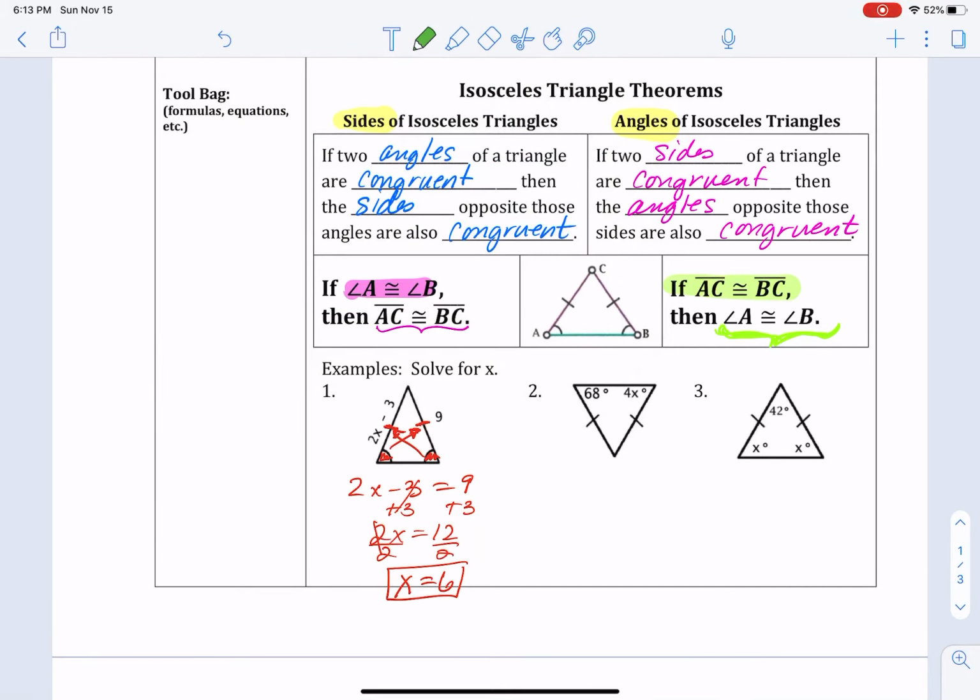For this example, I'm told that my sides are congruent. That means I can say that the angles opposite them are congruent. That means that 68 equals 4x. So that when I divide by 4, I get x equals 17.